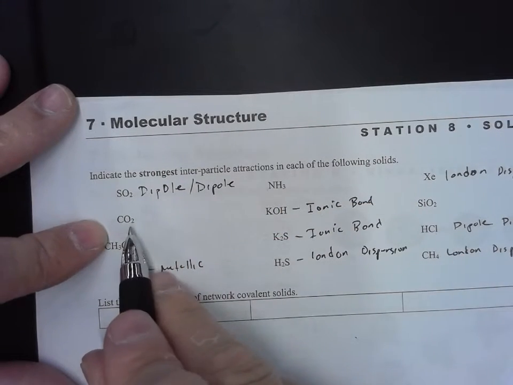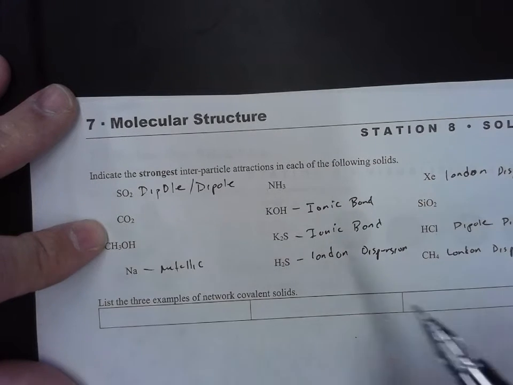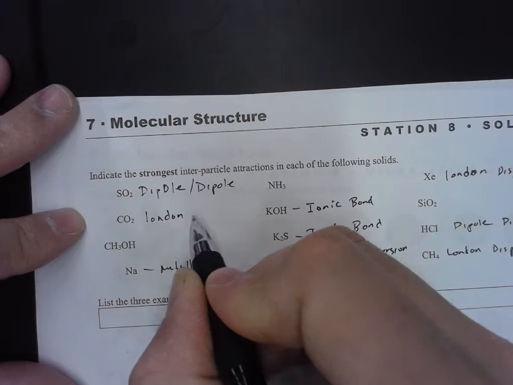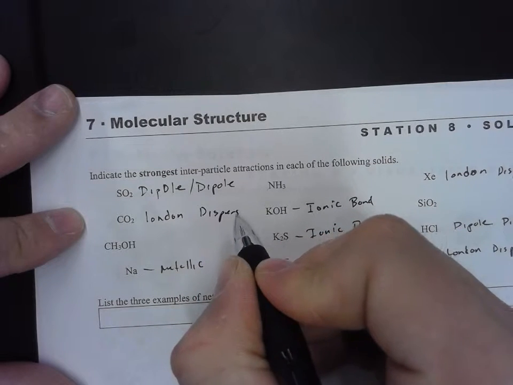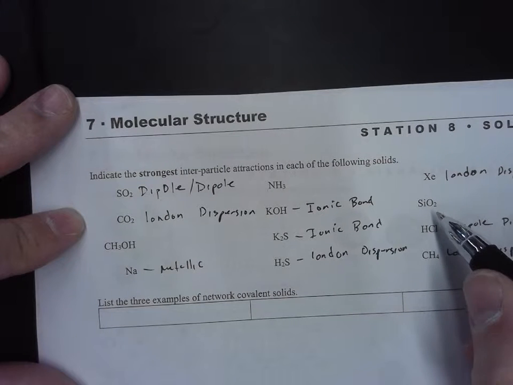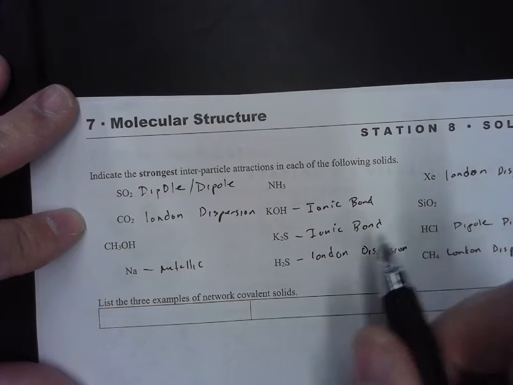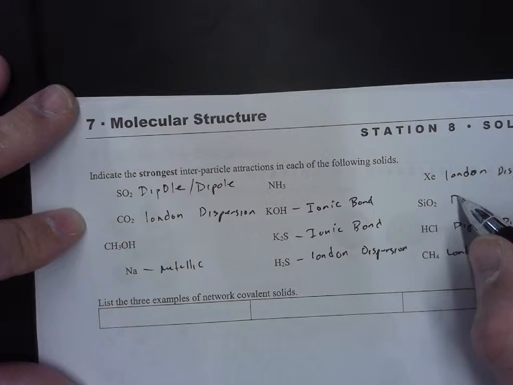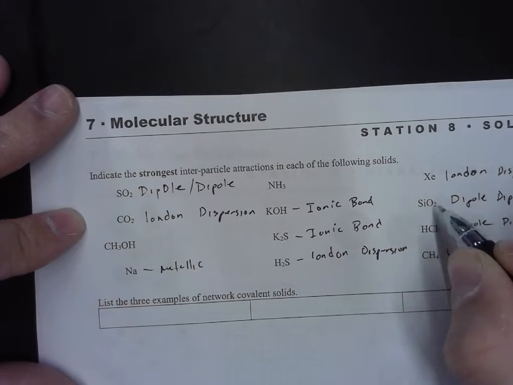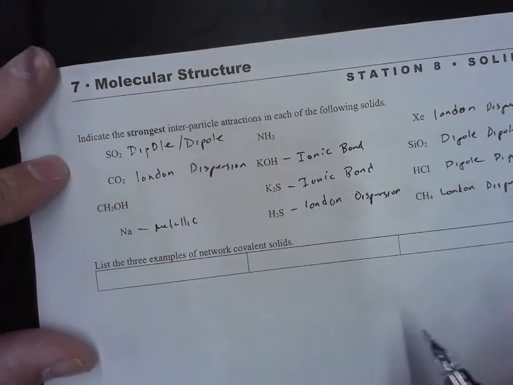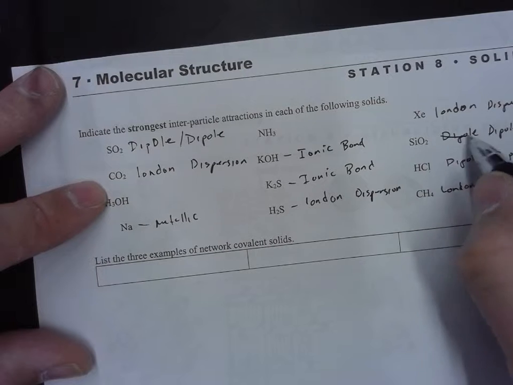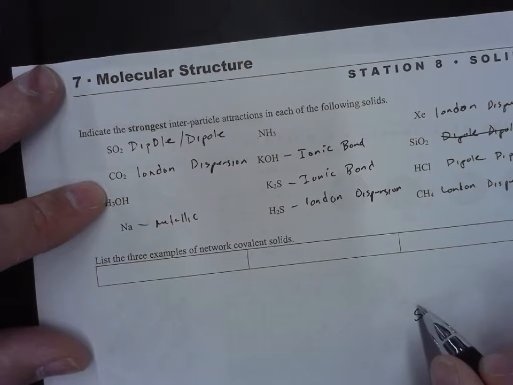Oh, look at that. CO2, nonpolar, right? CO2 is nonpolar. I missed that one. That's London dispersion. Silicon dioxide does not have hydrogen in it, so that's going to be dipole-dipole. It's polar, but it doesn't have hydrogen. Oh, actually, it may not be polar, is it? Silicon dioxide is the same as carbon dioxide. Don't believe me? Let's draw it.